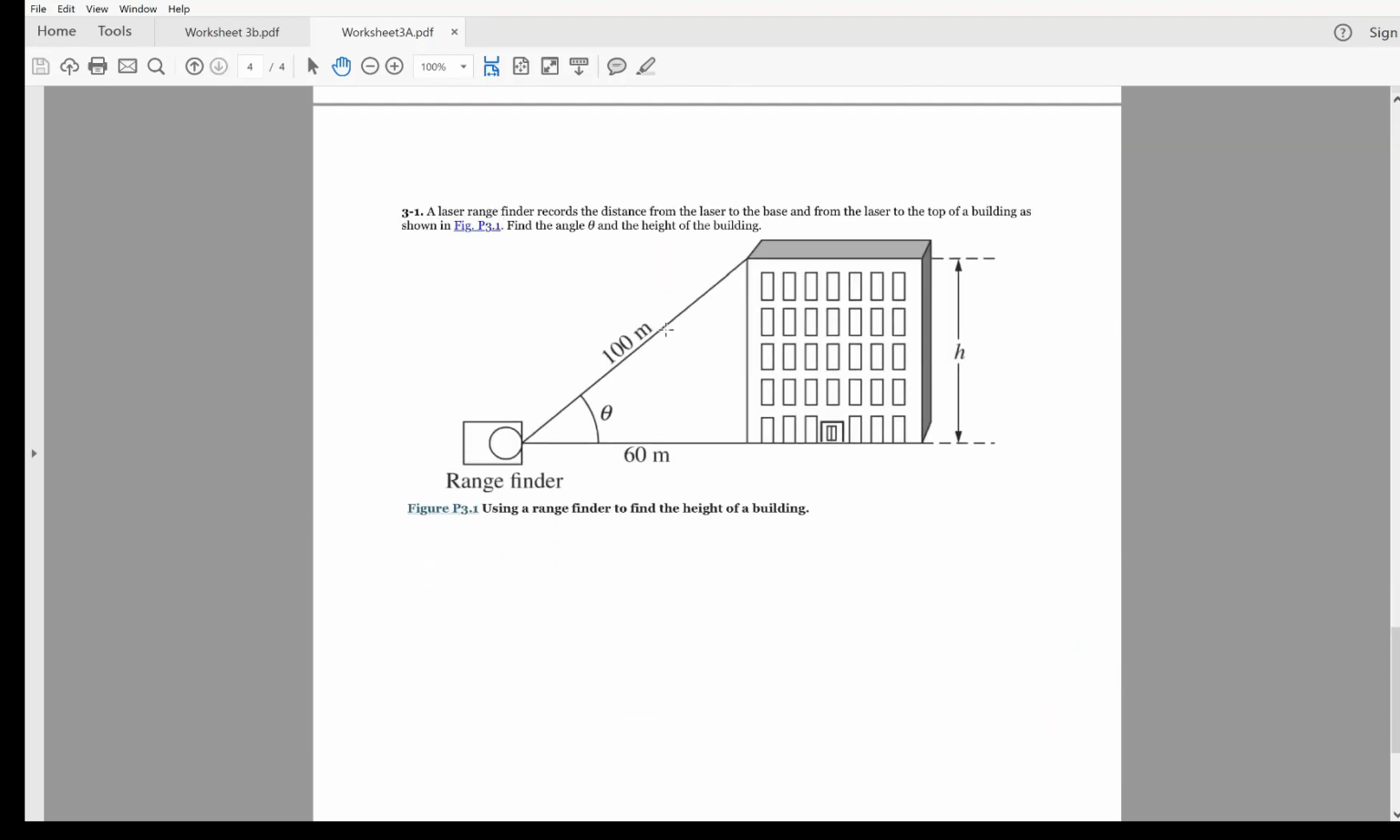Now this last one actually requires more explanation than I can give you at the moment. A laser rangefinder records the distance from the laser to the base and from the laser to the top of the building shown in this figure. I want to find theta, a triangle. I'm going to take the building out because it's just kind of in the way. I know this is 60 meters. I know this is 100 meters. And I know this is h.